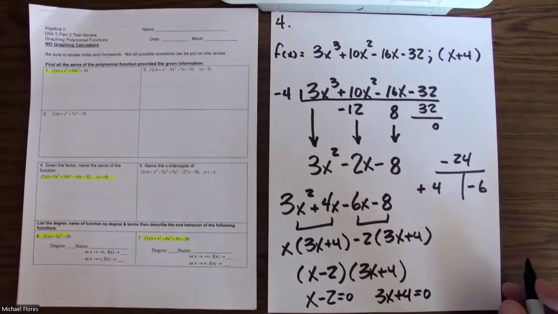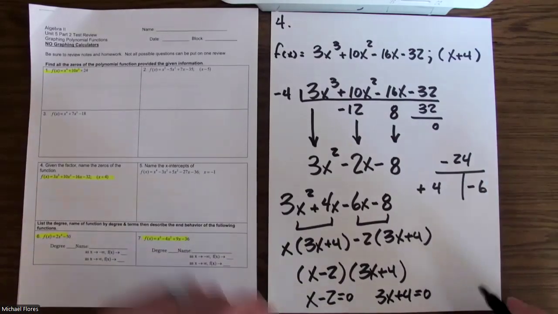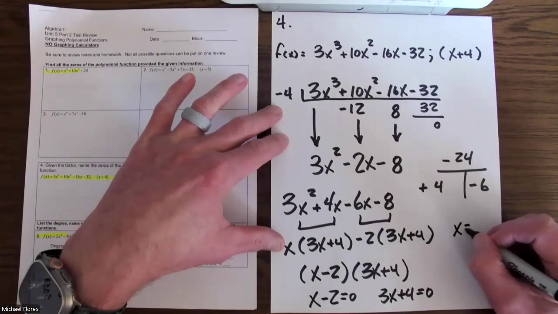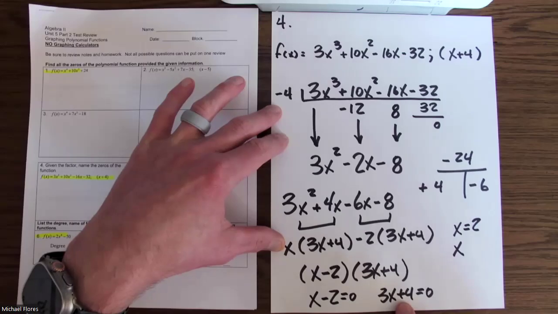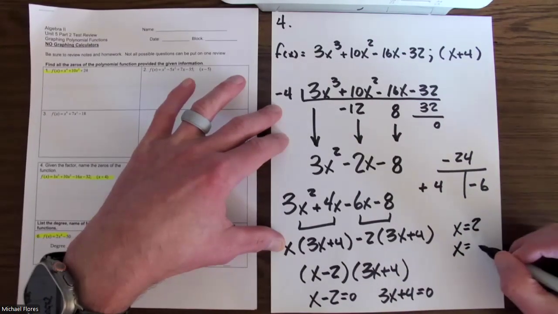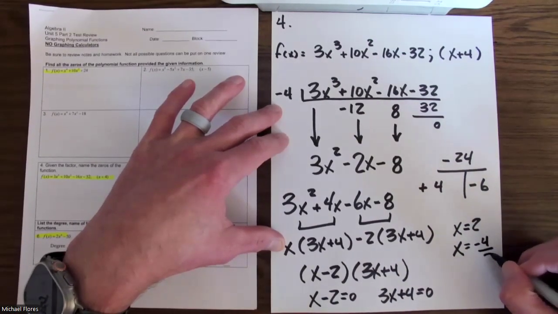I've run out of room here, but hopefully you'll know what to do at this point. X minus 2 equals 0. If you solve that, you're going to get 2. Here, 3x plus 4 equals 0. If you solve that, you're going to get negative 4 over 3.